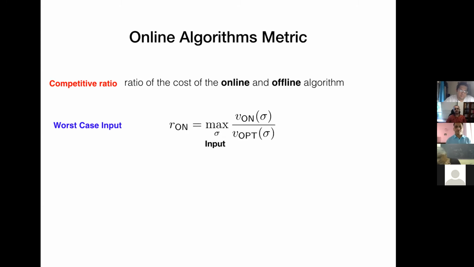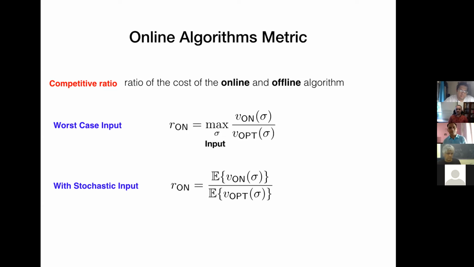Okay. And in the stochastic setting, we're going to take a slightly simpler view where everything is going to be an expectation and there is no max over the input. The input itself is stochastic. So for a particular stochastic input, we're going to look at the ratio of the two and then call that a competitive ratio. And our goal is to find an algorithm with least competitive ratio, which often is not achieved. So we'll see how small we can really make the competitive ratio.